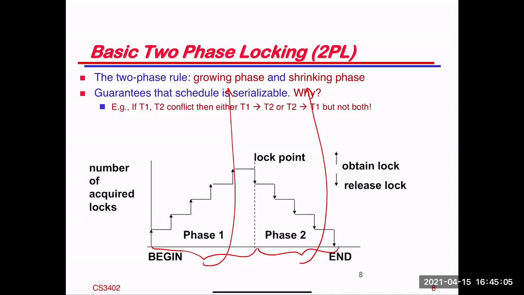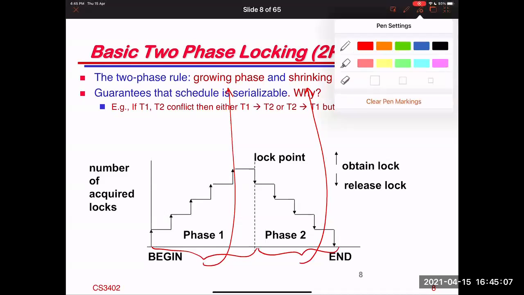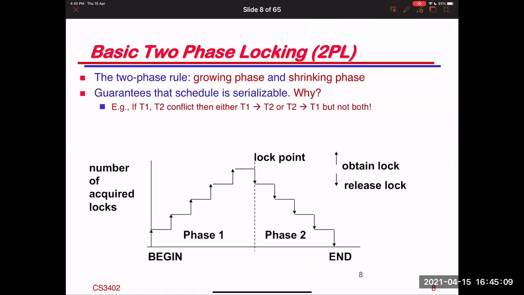And the nice thing about having this basic two-phase locking rule here is that it guarantees you that the schedule is serializable. If all the transactions follow this schematic, that they only acquire locks up to the point where they release the first lock, and then they don't acquire any new locks, then you can be sure that the schedule is automatically serializable.